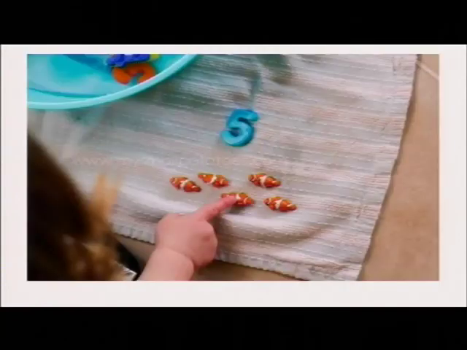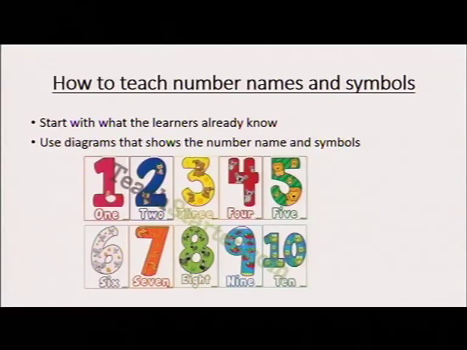All right. That is just a picture of one-to-one correspondence. The child needs to count, and the child knows that there are now five objects. How do I teach my child or my learner number names and symbols? I start with what the learner already knows. Now, what does the learner already know? They know how to count 1 to 5, but they might not know the symbol and how to write the name. So I will have one object.